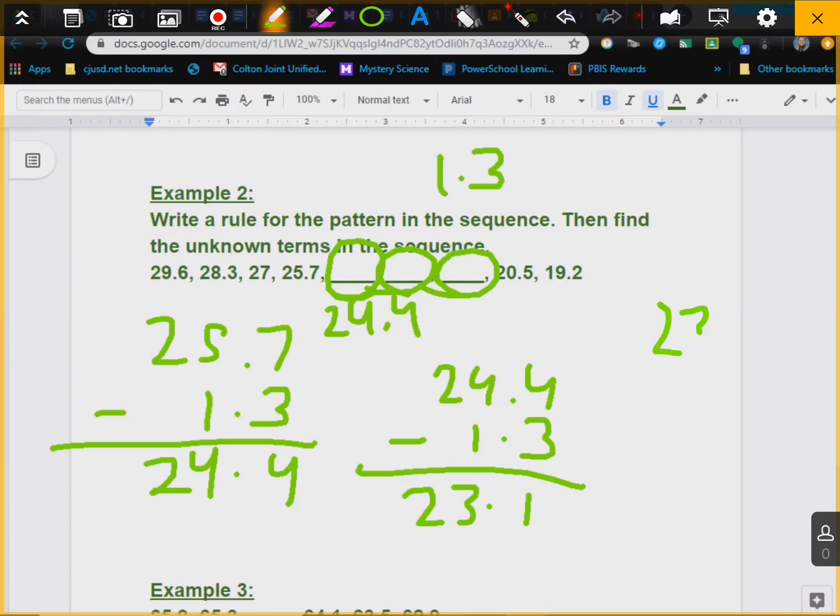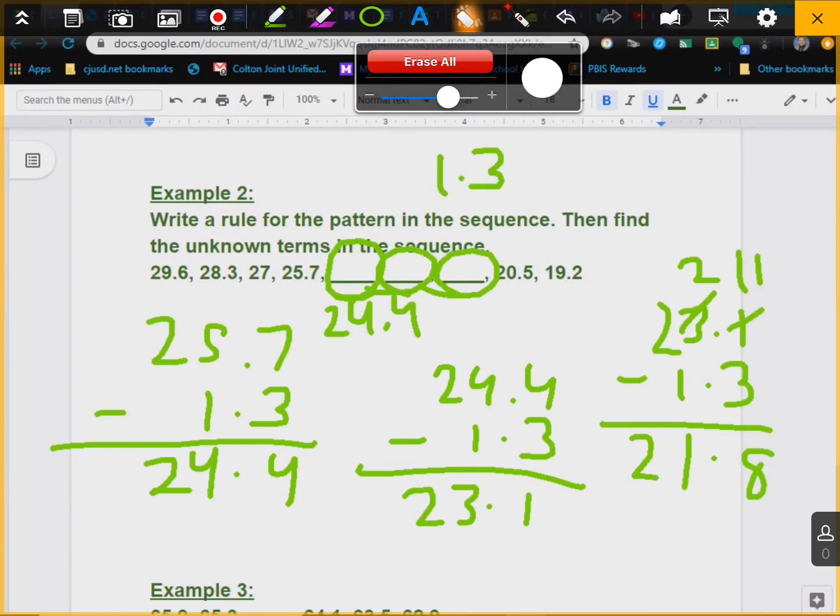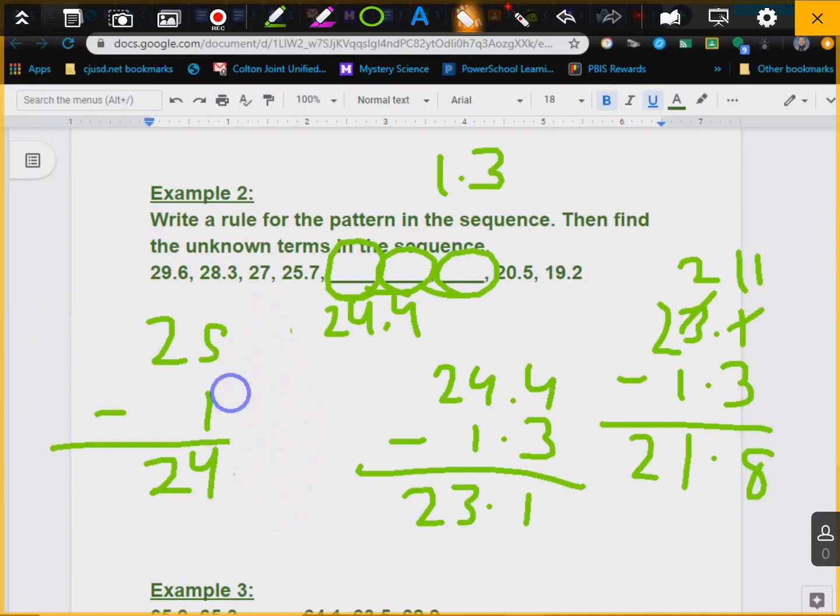And let's take 23.1 and subtract 1.3. 11 minus 3 is 8. Bring the decimal. 2 minus 1 is 1. 2 minus 0 is 2. 21.8 is our third term. And let's check to make sure 21.8 minus 1.3 equals 20.5. If it does, we know that we did it right.